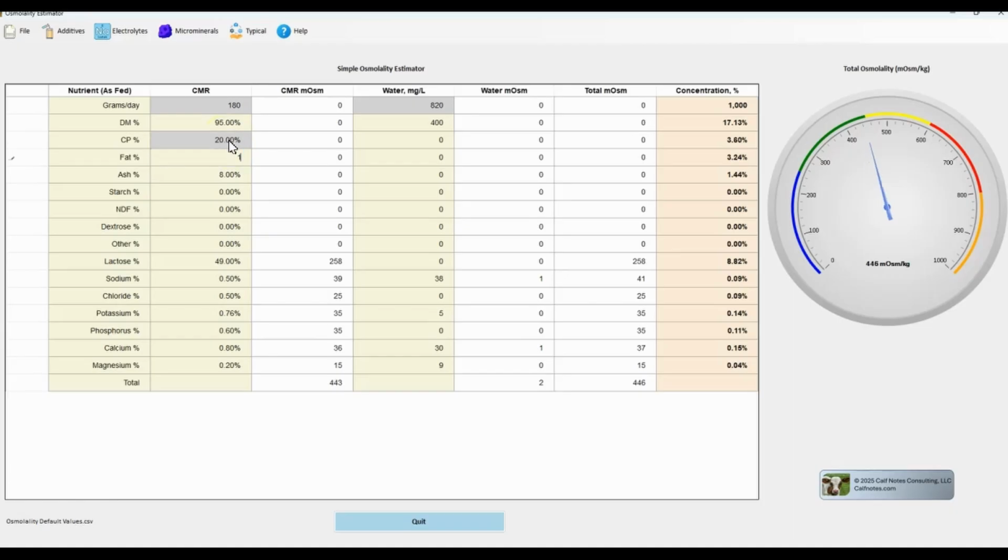Well, this brief example demonstrates how the program works. There are many more options to estimate osmolality of CMR, whole milk without or with additives, and even a method to include additives like electrolytes. There are other demos in the knowledge base to further demonstrate the capabilities of OsmoCalc. Go to the OsmoCalc homepage and click on Support to view more demos and other useful information about the program.